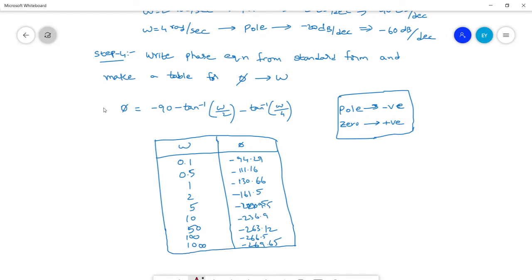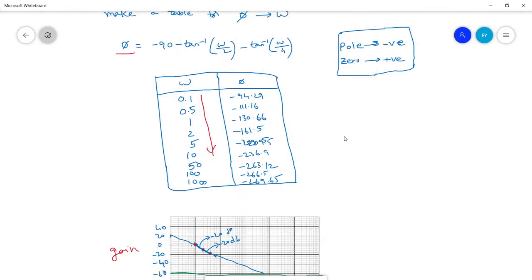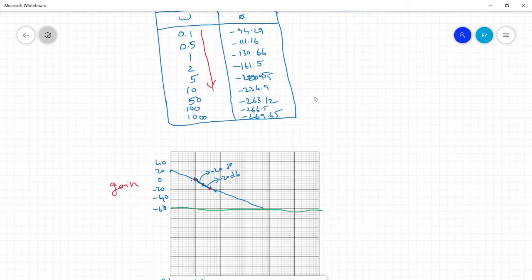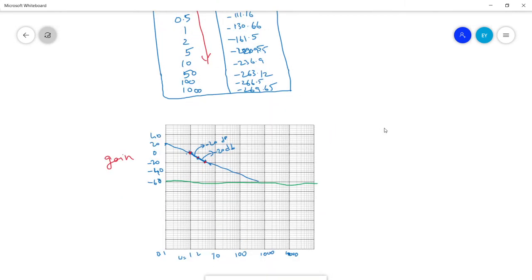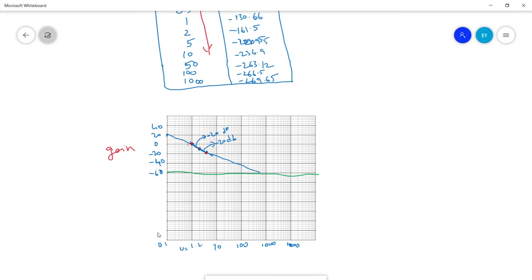So I have pre-computed it and written in this table for different values of omega. Whatever the values we got, I just tabulated here. What we need to do is just substitute the omega value here. Omega is equal to 0.1. Once you substitute, calculate phi and write it down in the table. Okay. Then once you get all the phase angles for different values of omega, we can plot the phase plot. Right? I will just draw the phase plot.